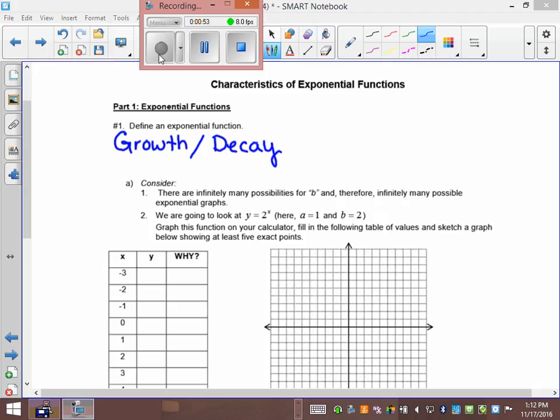So with exponential graphs, you're going to see exponential growth. It'll look like this, where it just slowly goes up, and then all of a sudden the graph shoots upward like this for growth. Or you're going to look at a decay, where it may start up here somewhere high, and then it comes down and it decays almost out.